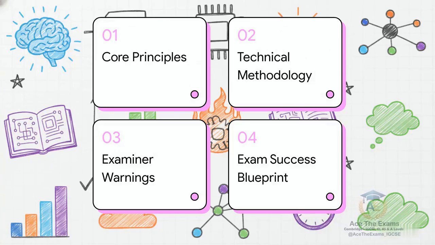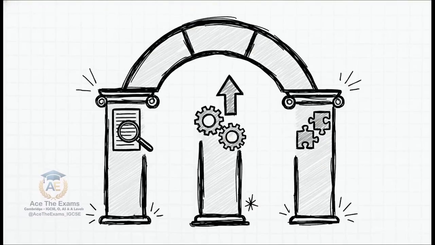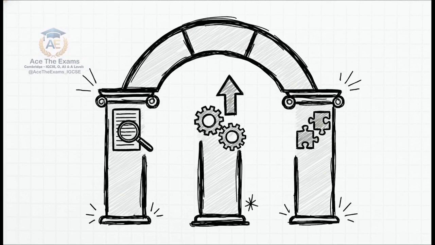Today's roadmap is structured to build your understanding step by step. We'll cover core principles, technical methodology, examiner warnings, and finally, your exam success blueprint. Section 1. Core Principles. The theoretical architecture of DLLs relies heavily on three core pillars. First, precise technical definitions. You need to accurately describe what a DLL is without being overly broad. Second, clear causal relationships. This means understanding exactly why a developer choosing to use a DLL results in specific outcomes. And third, integration with other syllabus areas.